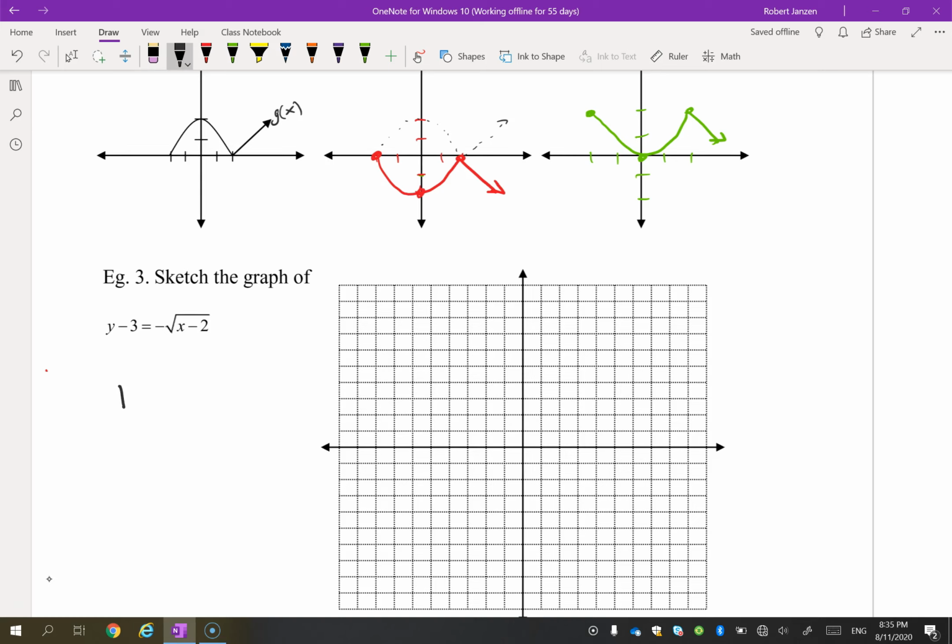Well, the first thing you should always do is to graph the basic graph. And how do you know what the basic graph is? Well, you should recognize that there's a root there. So I'm going to draw the basic graph. Now, just to mess you up a little bit, I'm going to use 2 squares to be 1 unit. So there is my 1, 1.